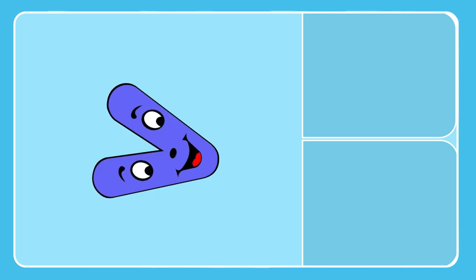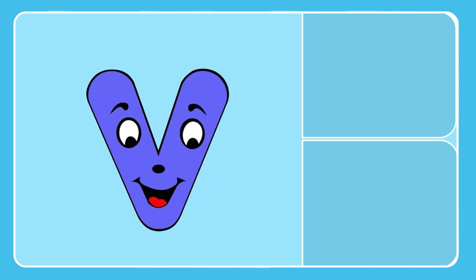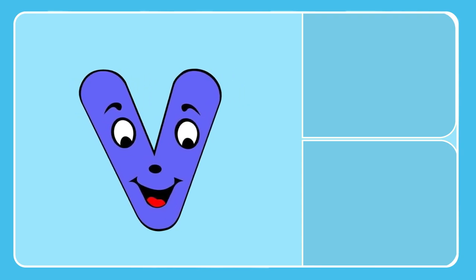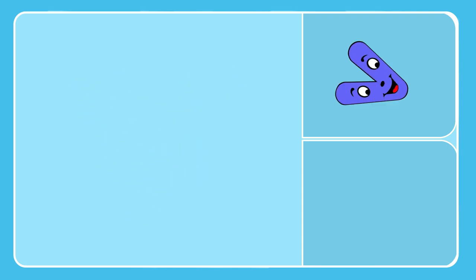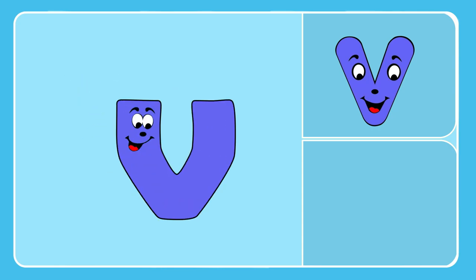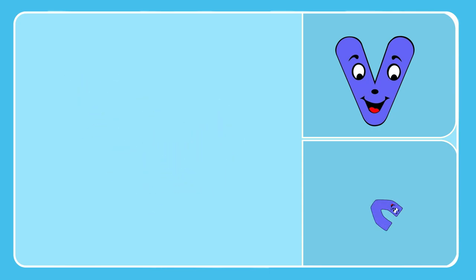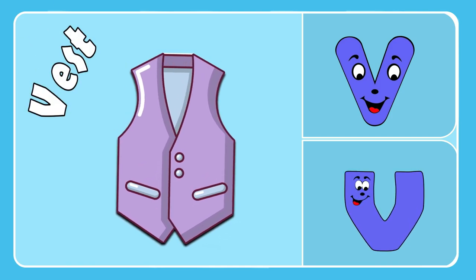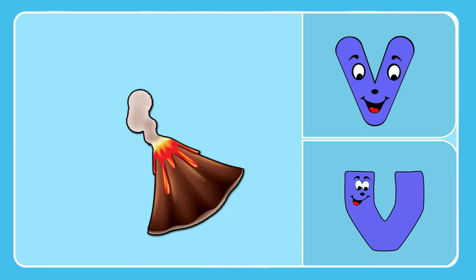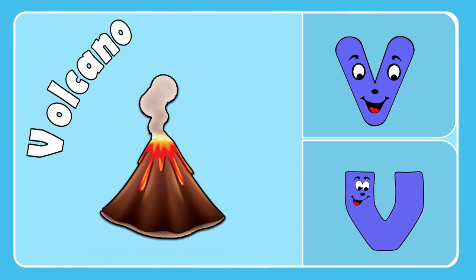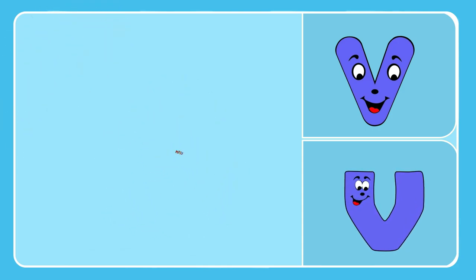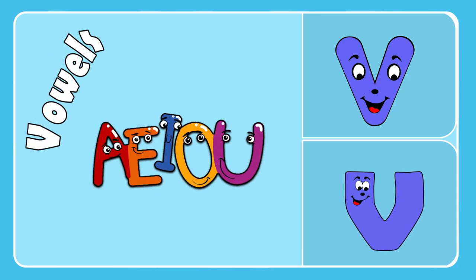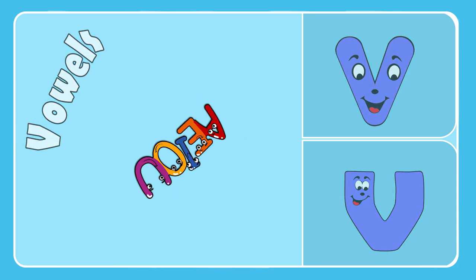Today we will learn alphabets and their sounds. Have you ever seen the letter V? Hi, I'm letter V and my sound is V, V, V. And the words that start with me are vest, V, V, vest. Volcano, V, V, volcano. Vowels, V, V, vowels.